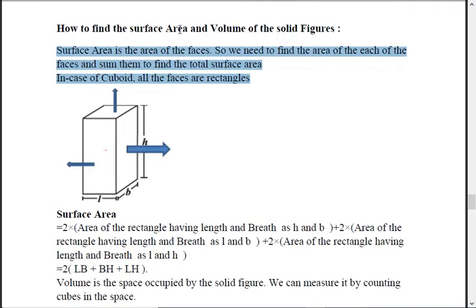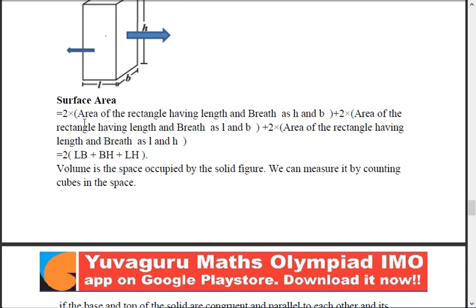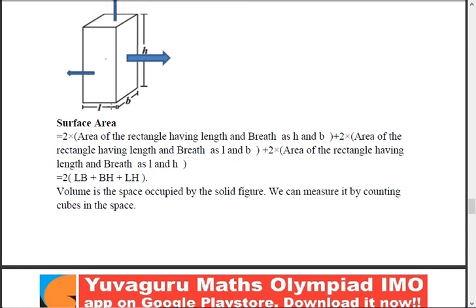How to find the surface area and volume of solid figures? Surface area is the area of the faces. So we need to find the area of each of the faces and then add them. In the case of a cuboid, all faces are rectangles. Just find the area of each rectangle and add them. So surface area equals 2 into the area of a rectangle having length and breadth as h and b, plus 2 into the area of another rectangle. This is all given, you can just find it out.